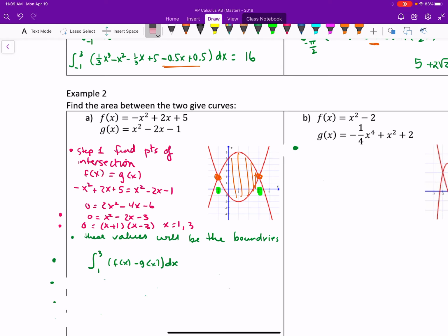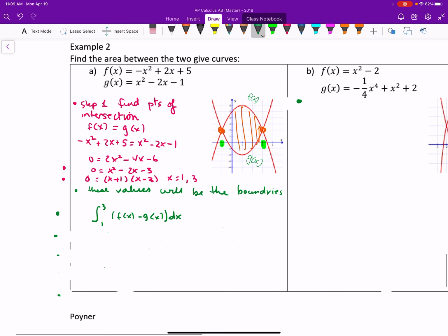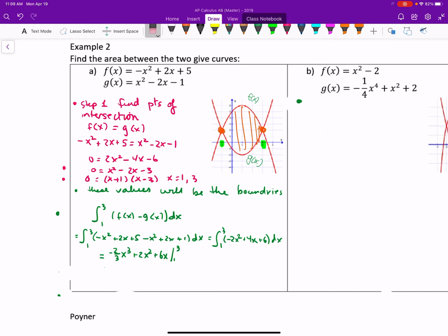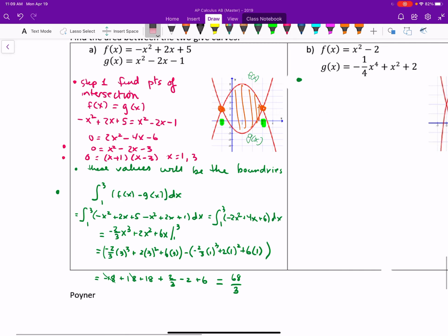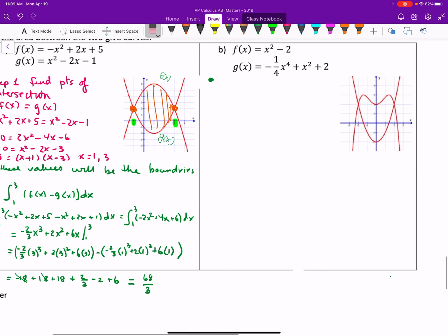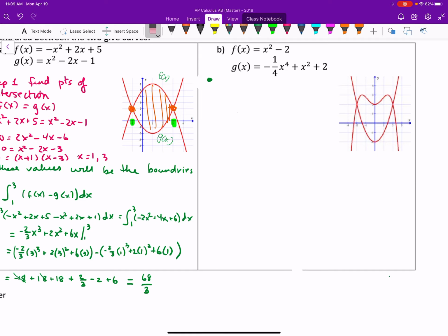The upper function in our case is f of x. That's the parabola that's facing down. And the lower function is g of x in this case, because here is my f of x and here is my g of x. And then you just proceed as normal. You just go forward, substitute in for the functions like that, simplify a little bit, integrate, and then put in the boundaries and find the value. Now try B. Pause the video and try B on your own. I'll show you the answer in a second.